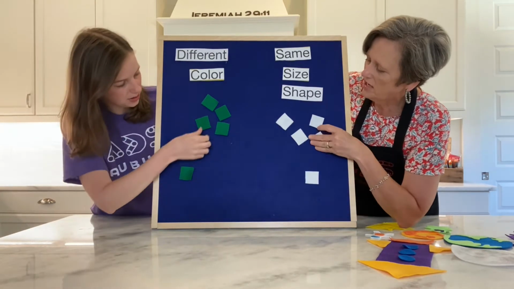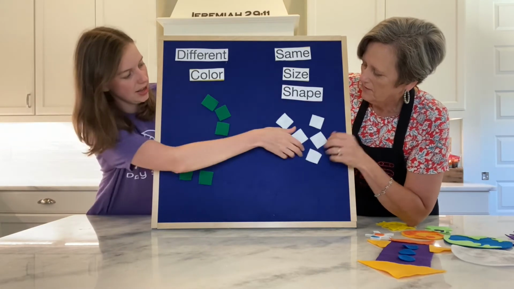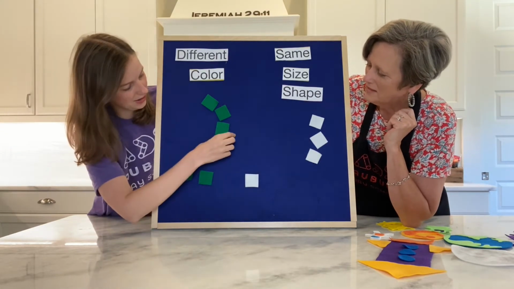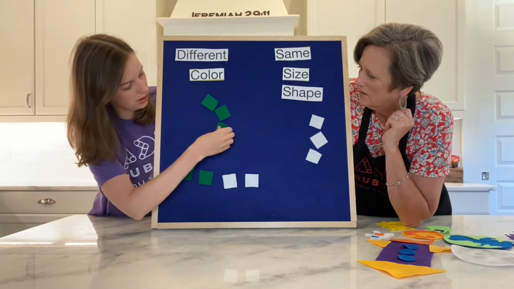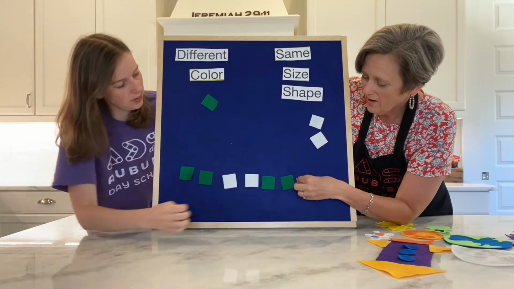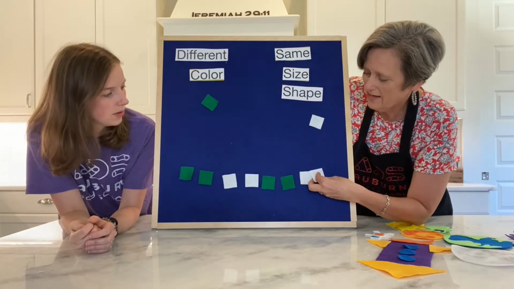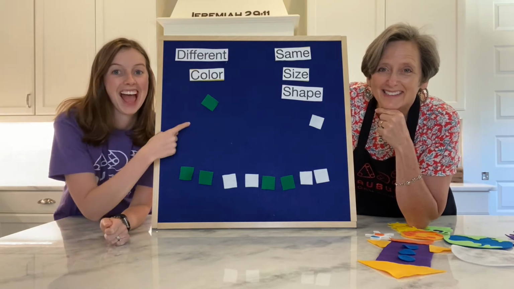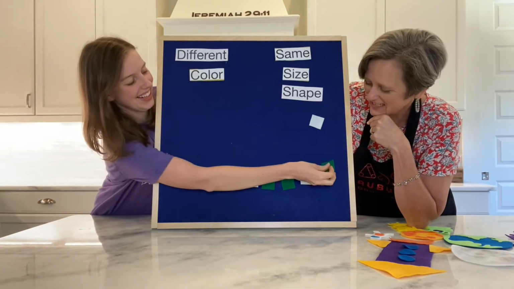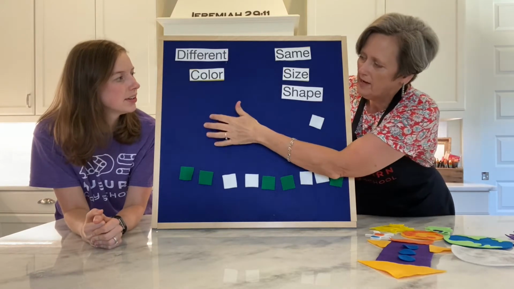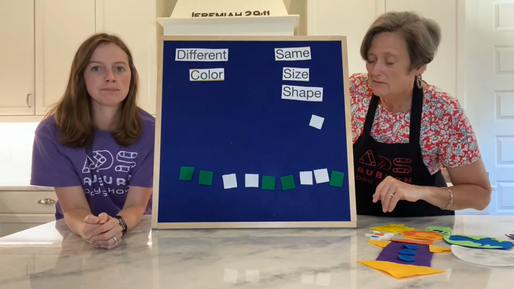Ooh, like this one. I'll challenge you, Katie. Green, green, white, white. That one's different. But we're still using the same squares. Green, white, white. What would come next? Green, you're right. Awesome. Now we can't finish our pattern because we don't have another green, but it's still pretty cool.